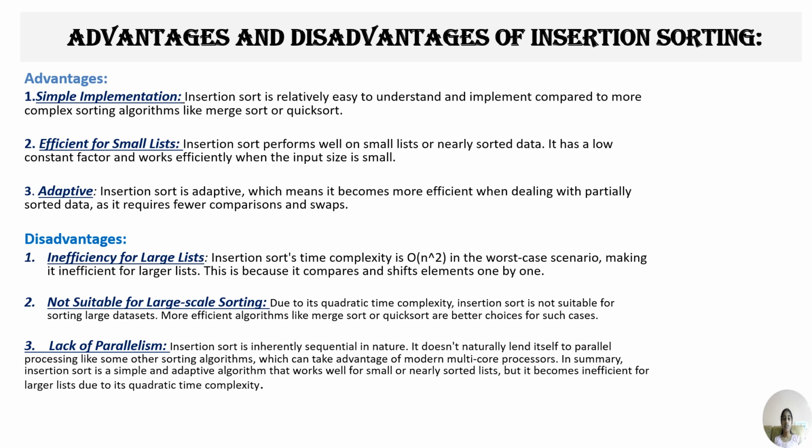Disadvantages. Inefficiency for large lists. Insertion sort time complexity is O(n squared) in the worst case scenario, making it inefficient for larger lists. This is because it compares and shifts elements one by one. Not suitable for large scale sorting. Due to its quadratic time complexity, insertion sort is not suitable for sorting large data sets. More efficient algorithms like merge sort or quick sort are better choices for such cases.